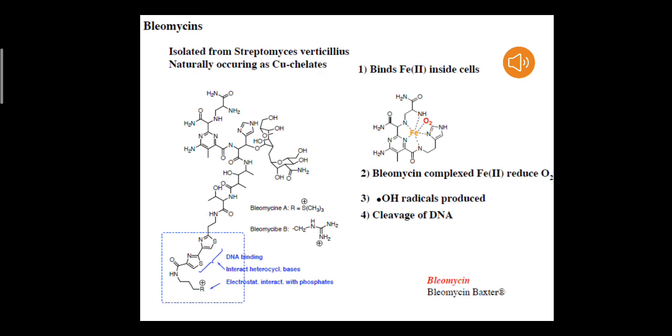Then the second drug under this class is bleomycin. Its chemical structure and mechanism of action: its mechanism of action is in two ways. One is intercalation of DNA, and second is that it forms a complex with ferrous iron, which causes reduction of oxygen, and free radical superoxides are generated, and that causes the cleavage of DNA.